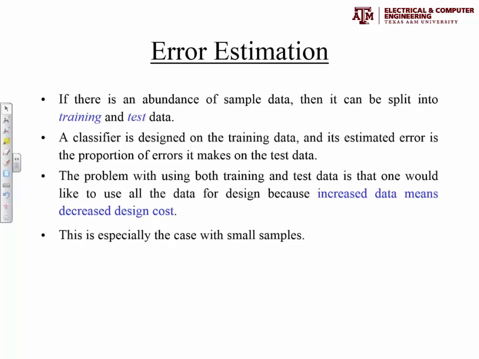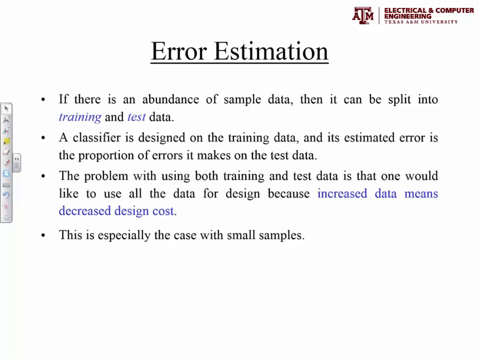Now, if you have a lot of data, then you can split the data up into training data and test data. Training data you're going to use to design the classifier, to give it all these patterns. Okay, if the feature vector is this, you get this label, and so on. You train it many times, and hopefully then you can test it on some other data. So a classifier is designed on the training data, and its estimated error is the proportion of errors that it makes on the test data.